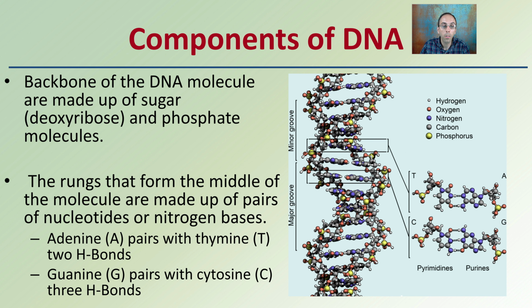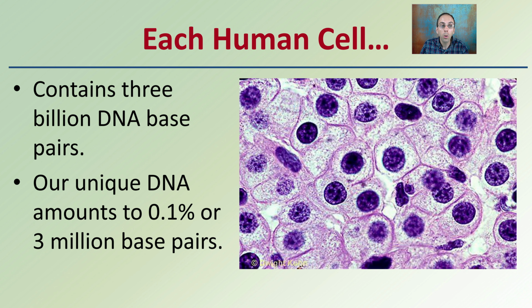The rungs that form the middle of the molecules are made up of pairs of nucleotides or nitrogen bases. Adenine binds with thymine, A binds with T with 2 hydrogen bonds. Guanine pairs with cytosine, G binds with C with 3 hydrogen bonds. A little bit stronger connection between those. Every human cell contains 3 billion DNA base pairs. Our unique DNA amounts to about 0.1% or 3 million base pairs. And hard to believe there's that many base pairs inside each one of your cells.